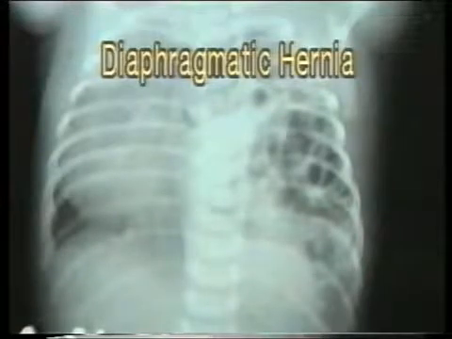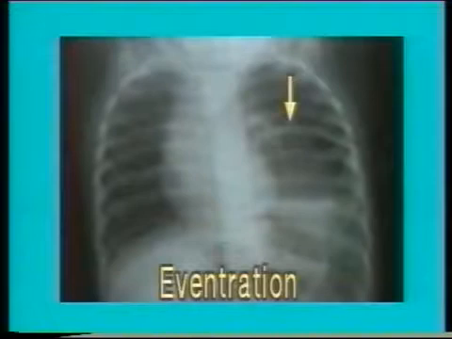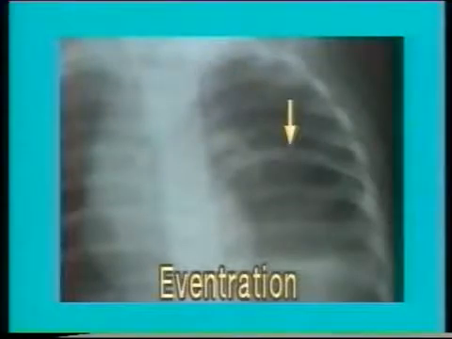respiratory embarrassment. In contrast, eventration of diaphragm is a developmental weakness or weakness due to birth injury to the phrenic nerve, where the hemidiaphragm, usually left, is weak and raised. Note in this typical X-ray of eventration the smooth round outline of the diaphragm with stomach bubble under it.